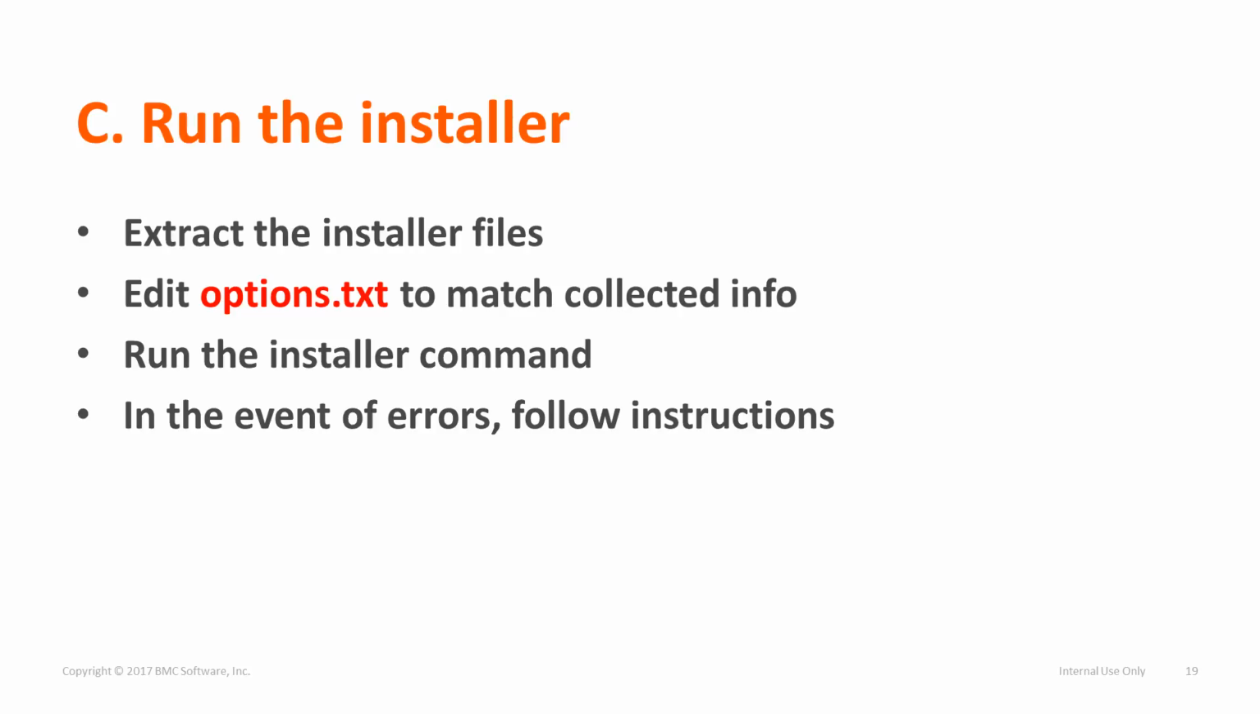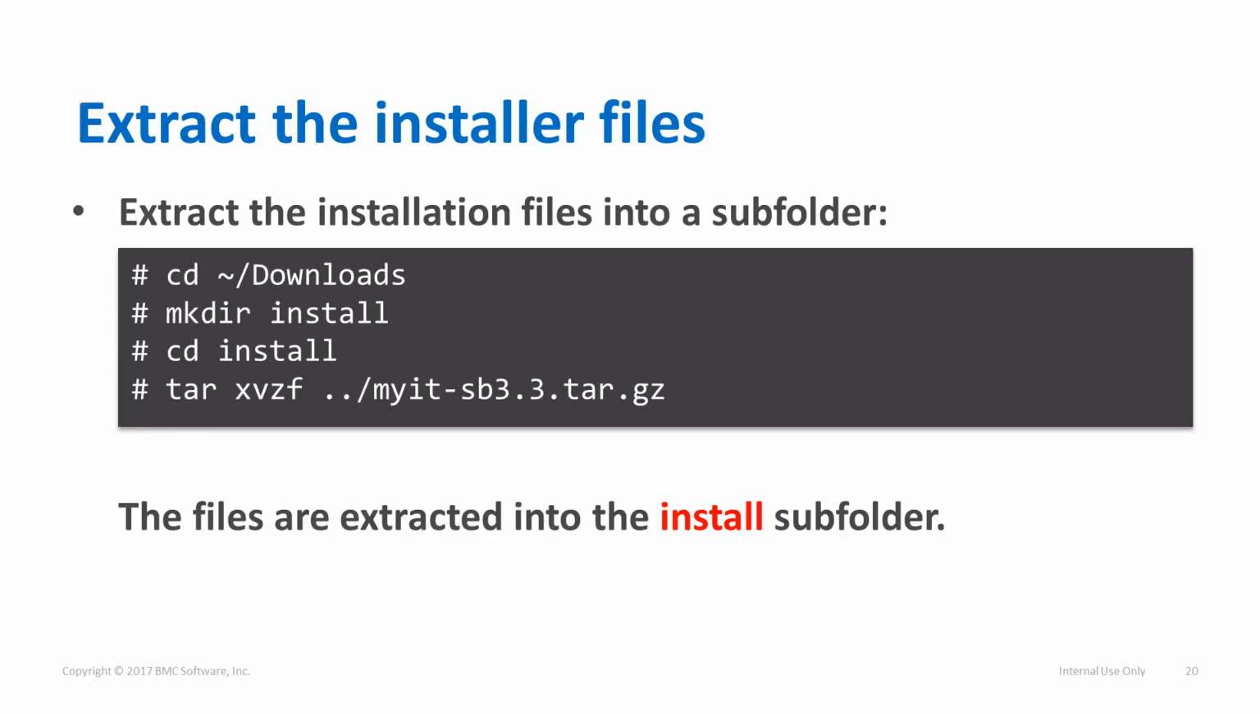At this point, you should have the files downloaded on your system. So at this point, you're going to extract them. You're going to update your options to match your info, and then you're going to run the install, and then deal with any errors that come up. So the first one is we extract the installer files.